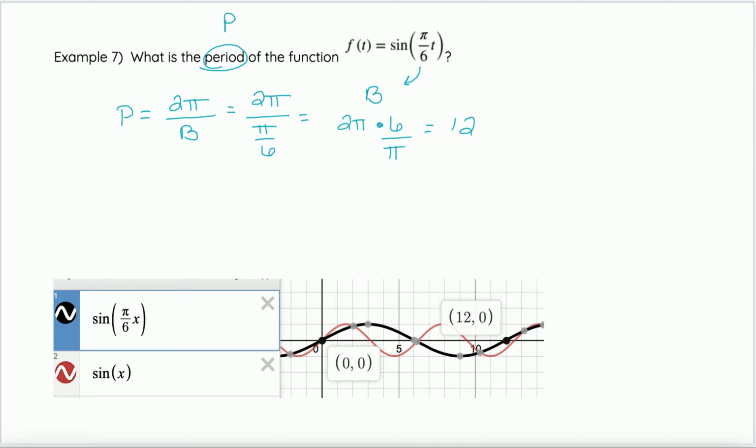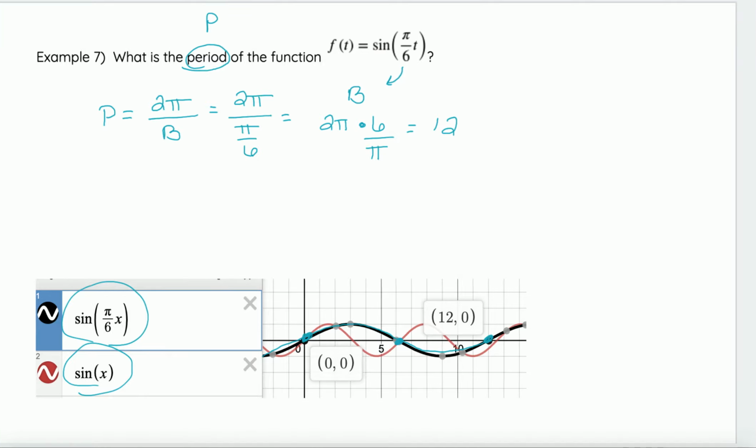Below, I have the picture of the regular sine function in red, and I have sine of pi over 6 x, where I can see that the period is certainly stretched out, where sine here starts and ends here. There's one period. Notice that it takes this black line a lot longer, 12 units, in order to complete one rotation.